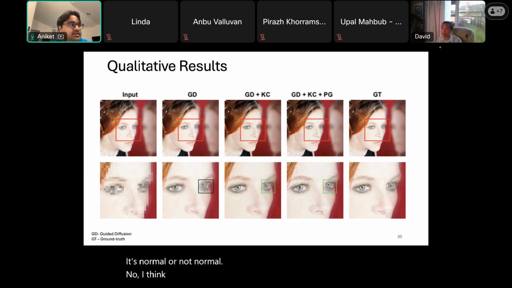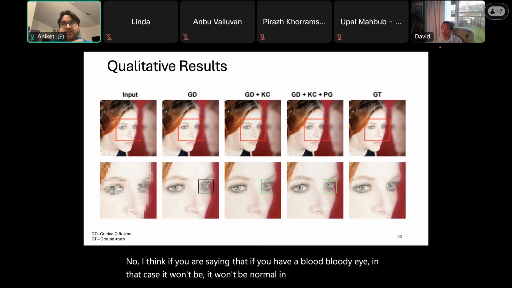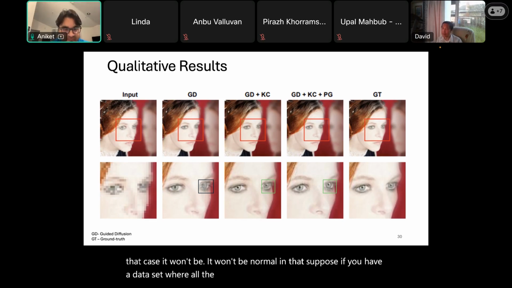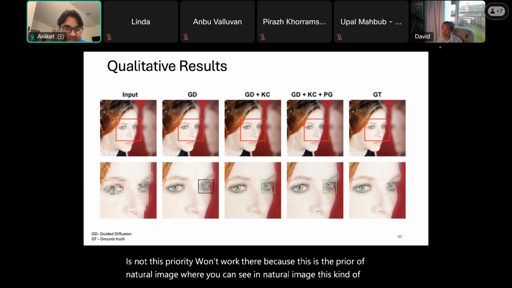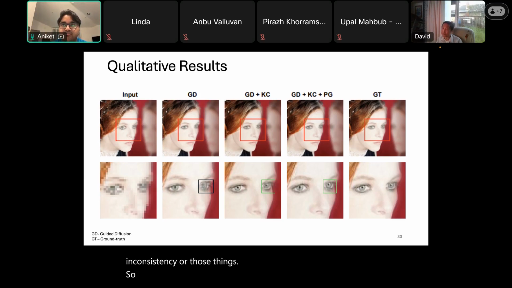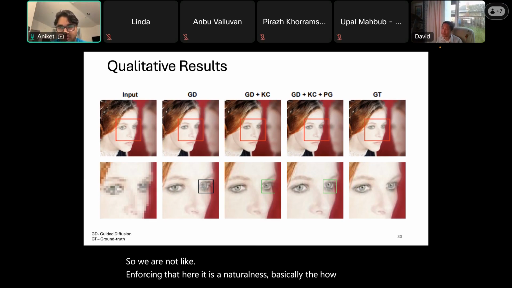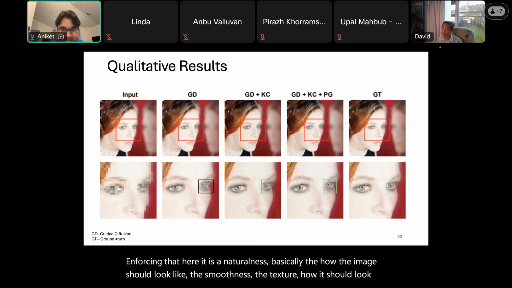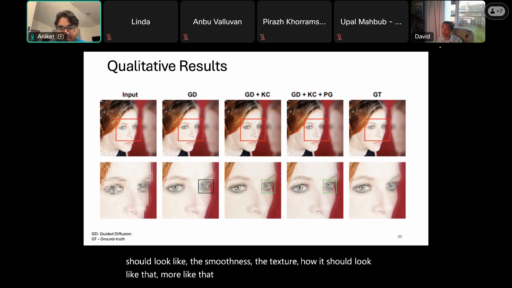No, I think if you have a bloody eye, in that case it won't be normal. Suppose you have a data set where all the images have bloody eyes, this prior won't work there, because this is a prior of natural images, where you can see that in natural images this kind of inconsistency is not there. You are saying physics based inconsistency, and we are not enforcing that here. Here it is naturalness, basically how the image should look: the smoothness, the texture, more like that, rather than specific things.